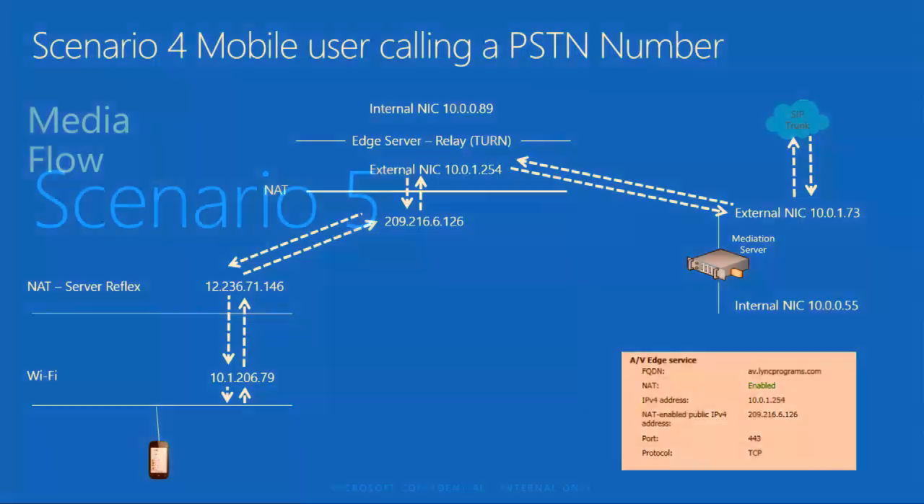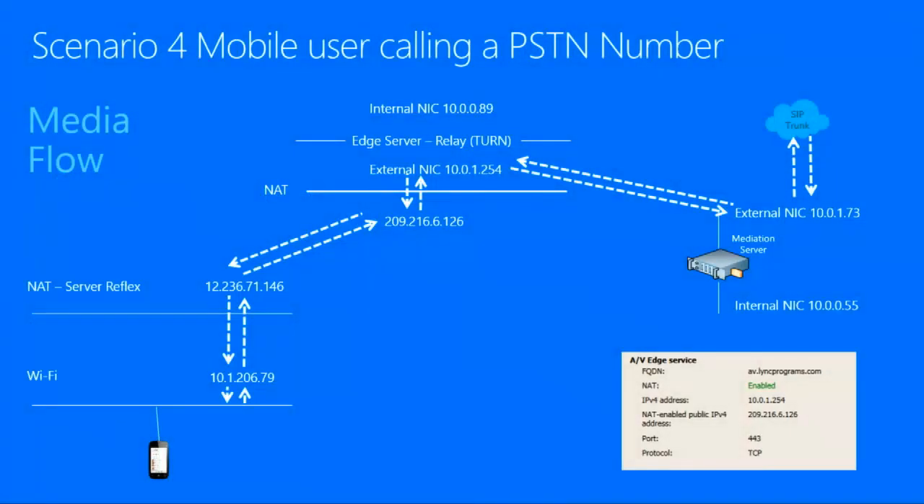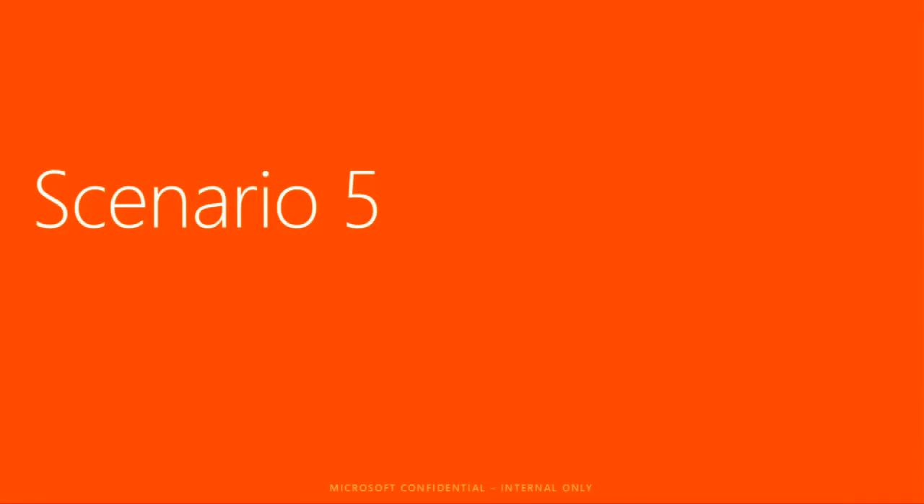So that was the key takeaway from this one, that it's actually going through the edge external NIC, and not the mediation talking with the edge's public IP. Since we're running short of time, I think we'll skip the Wireshark for this one. Scenario 5. Okay. So any questions so far?